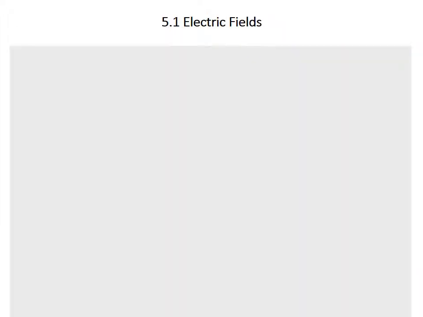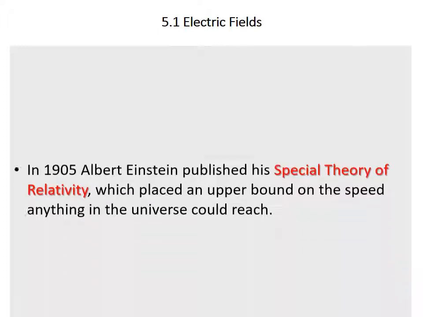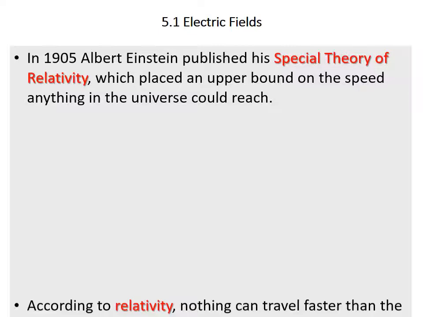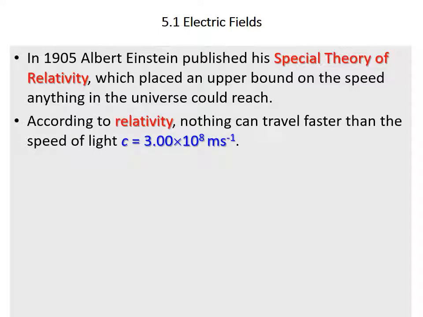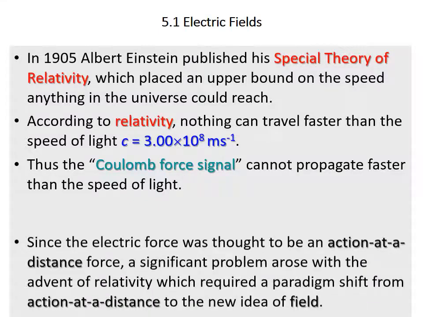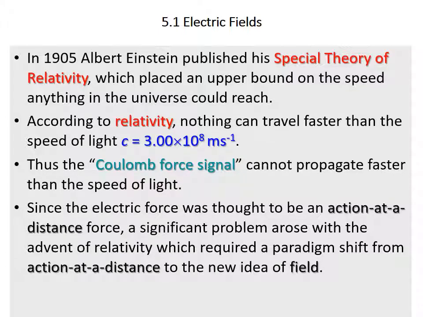All right, let's talk about the nature of fields and why the idea of a field even arose. So in 1905, Albert Einstein published his special theory of relativity, and pretty much he stated that no information, no particle can travel faster than the speed of light, 300 million meters per second. Thus, the Coulomb force signal, like acting between a proton and an electron, can't travel any faster than the speed of light. So the electric force back in the day was thought to be an action at a distance force. This is a problem considering that whatever this signal is can't travel faster than the speed of light.